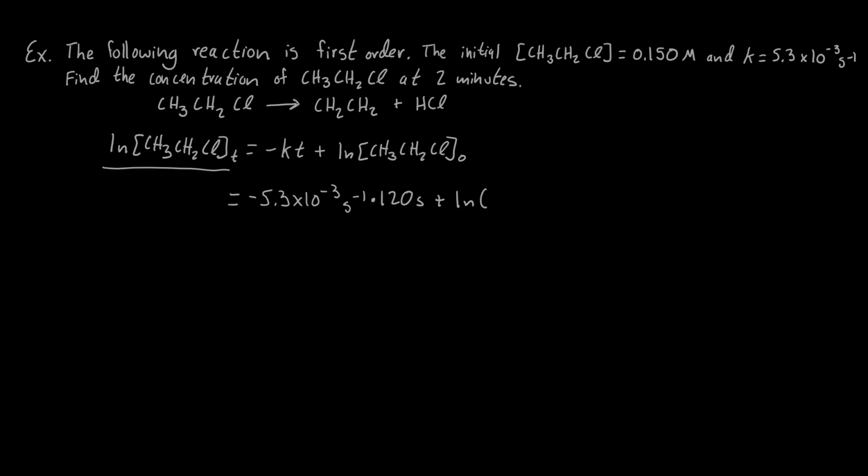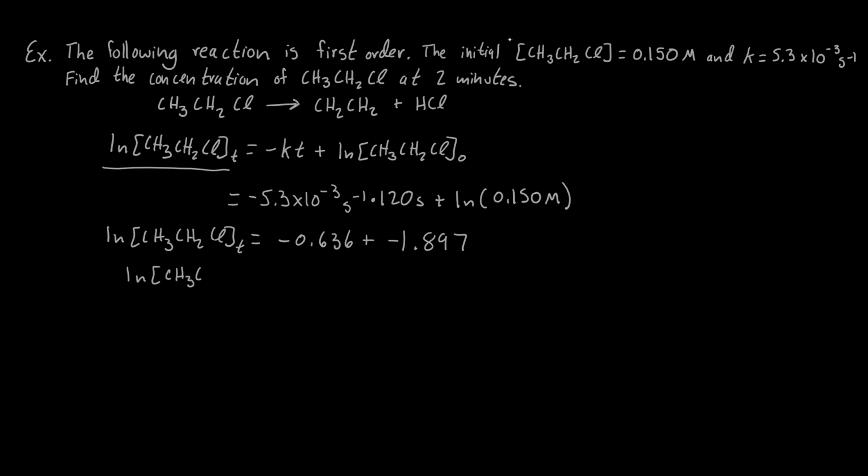And then we evaluate the natural log at our initial concentration of 0.150 molar. So if we plug this into our calculator, we should be able to simplify it to negative 0.636 plus negative 1.897. And so that can be simplified further to negative 2.533.